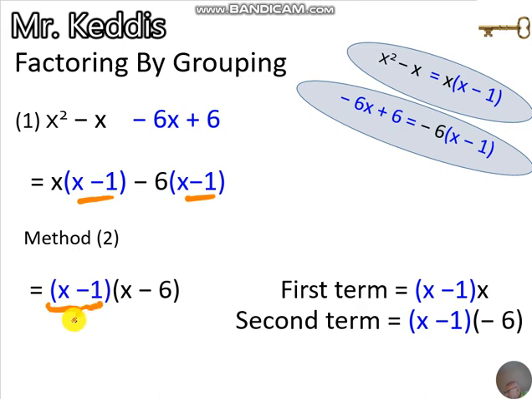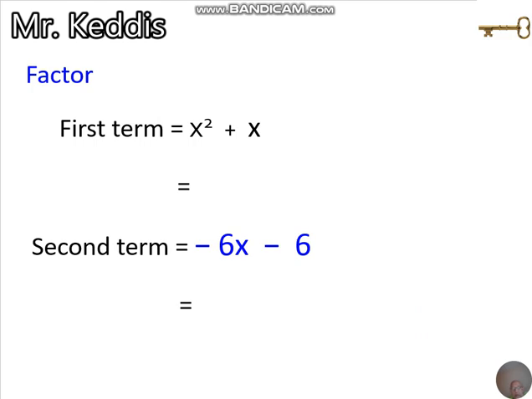When you multiply x minus 1 times x, you get the first term. When you multiply x minus 1 times negative 6, you get the second term. I need to factor x squared plus x. I get x outside and here x plus 1.